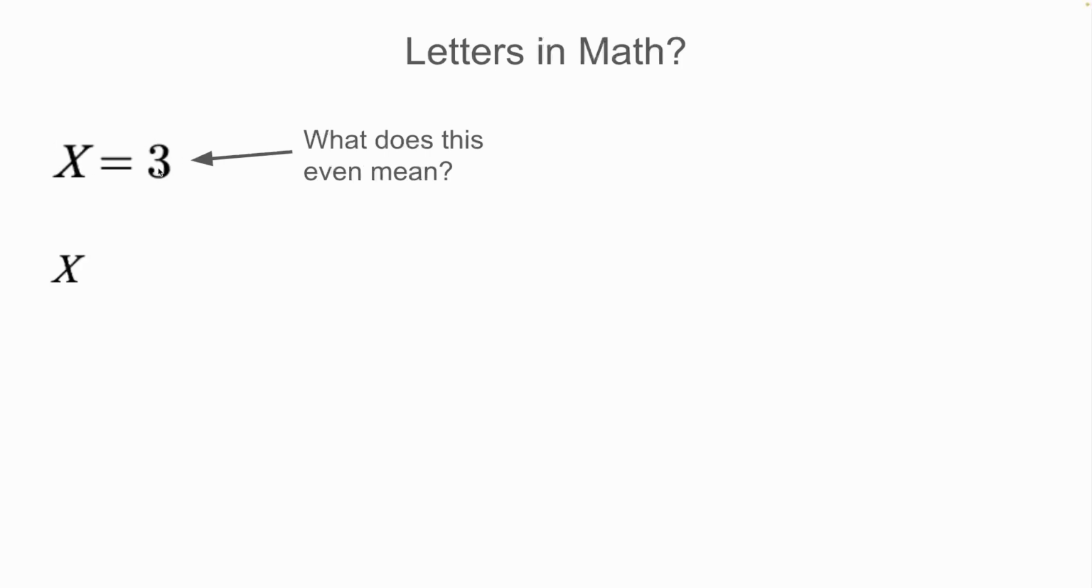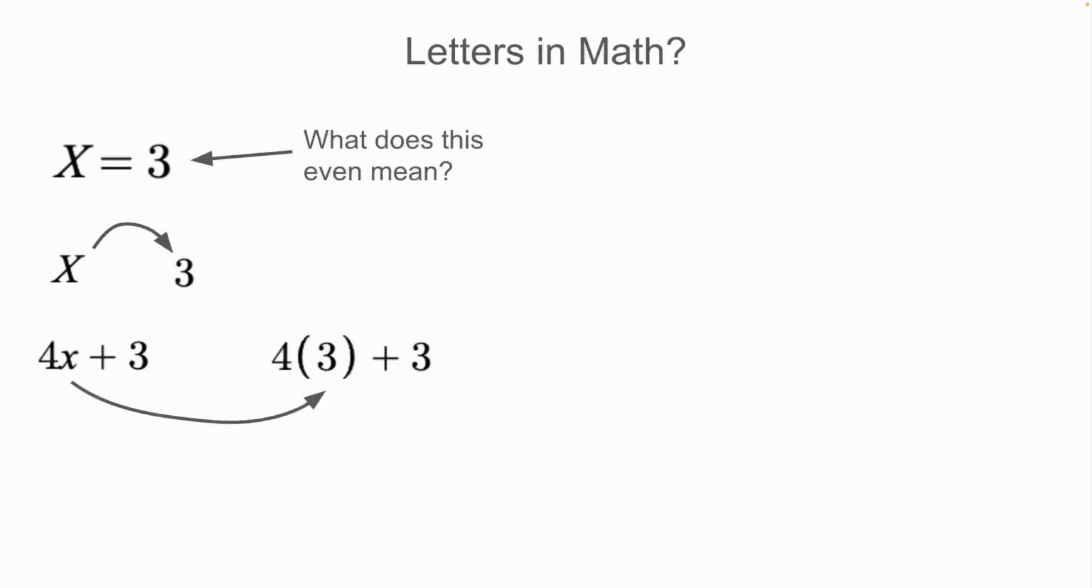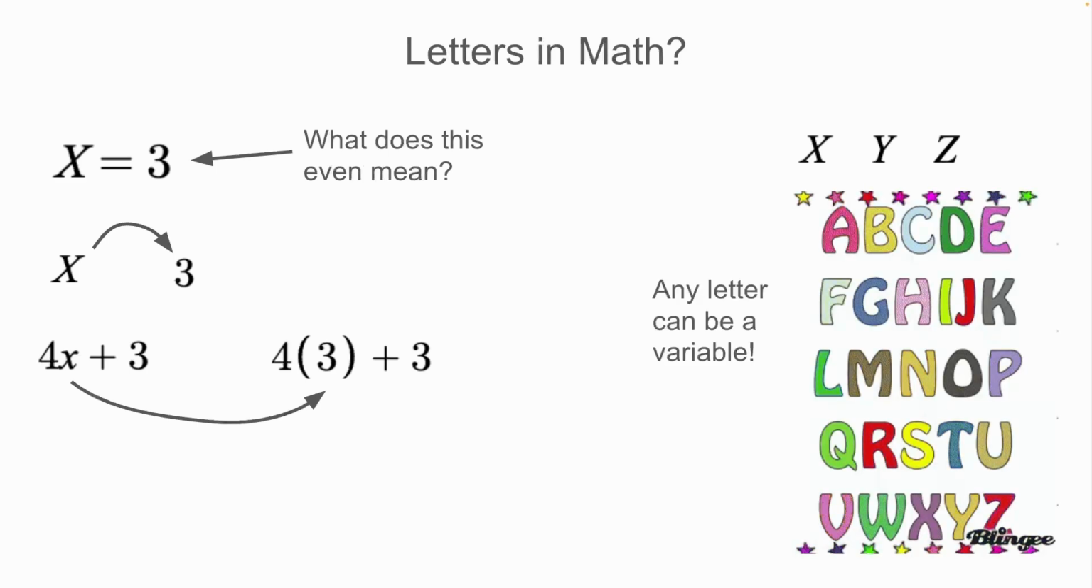So in this case, the x is equal to a 3, and anytime you see an x in that equation, you replace that x with a 3. So if you had 4x plus 3, it would become 4 3s plus 3, or 4 times 3 plus 3. Now, the most common letters used for variables are x, y, and z, but actually any letter can be a variable, and in most formal equations, you will actually see Greek letters being used as variables.